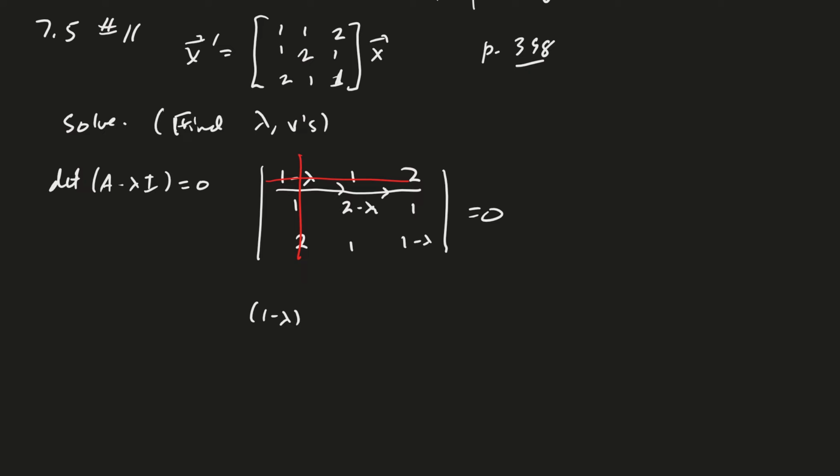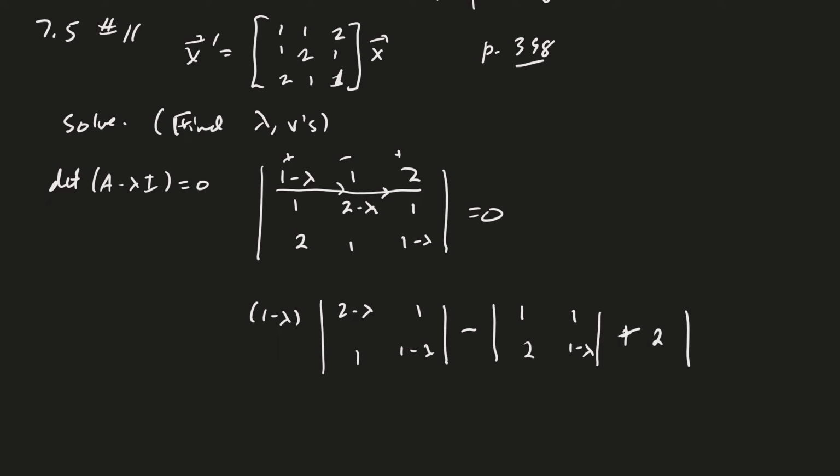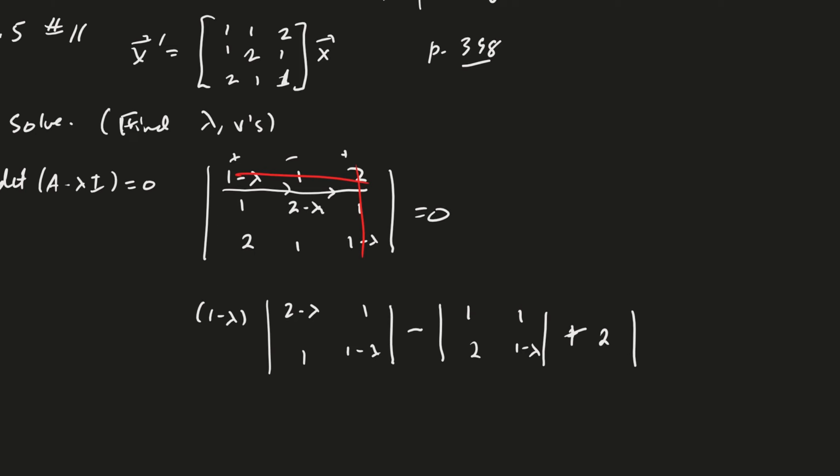Cross this off, and so then we have the determinant 2 minus lambda, 1, 1, 1 minus lambda. Does that look familiar? And then don't forget to change your sign, so the sign here is plus, minus, plus. So it'd be minus, and then a 1, times the determinant 1, 1, 2, 1 minus lambda, right? And then finally plus 2 times our last one here. Since it's the last one, I'll go ahead and put the red back in.